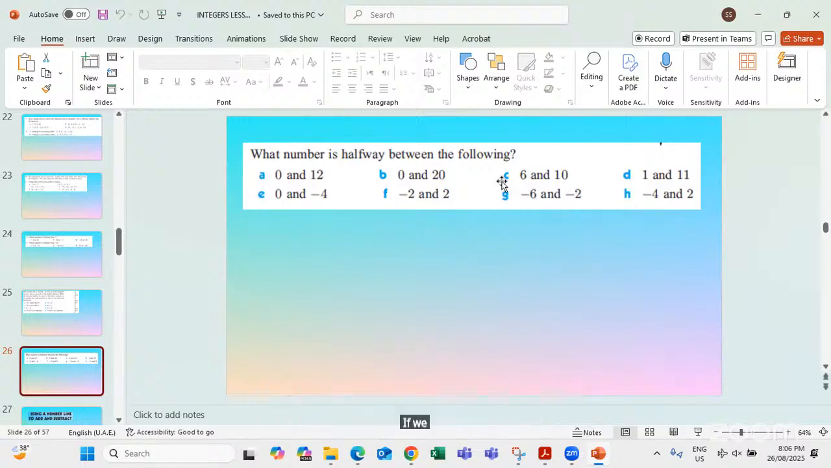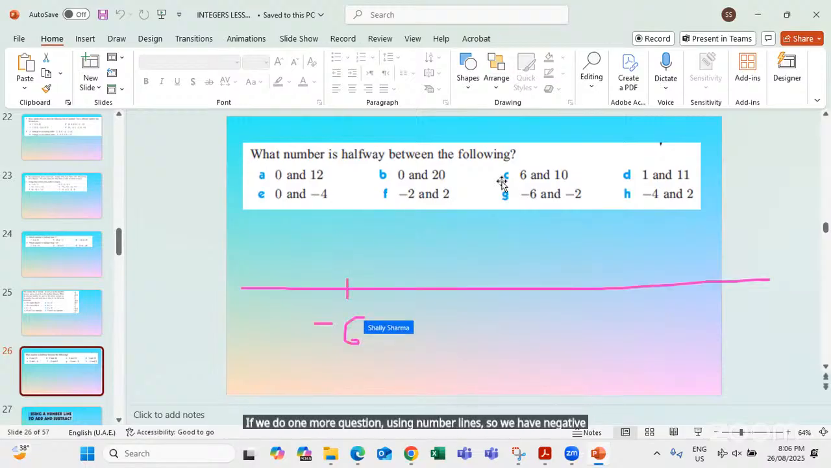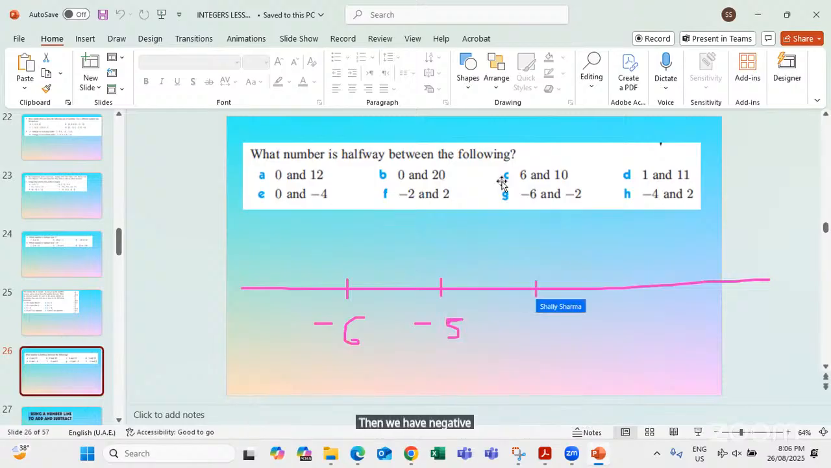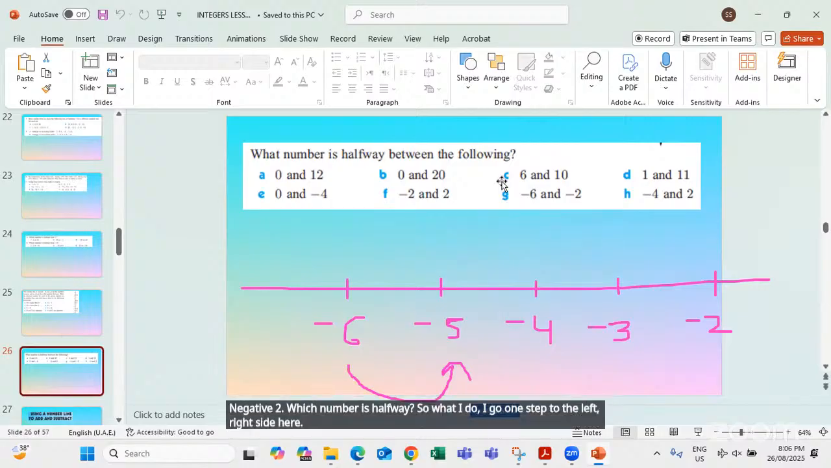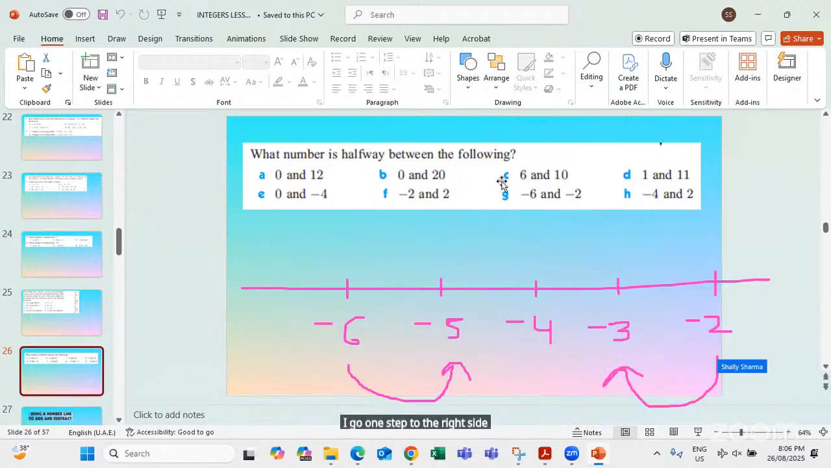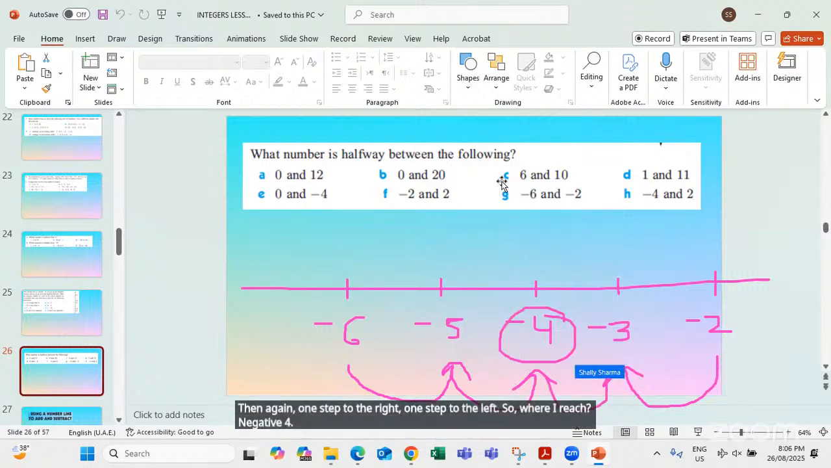If we do one more question using the number line, so we have -6, then we have -5, -4, -3, -2. Which number is halfway? So what I do, I go one step to the right side here, one step to the left side here. Then again one step to the right, one step to the left. So where do I reach? -4. And that is your answer.